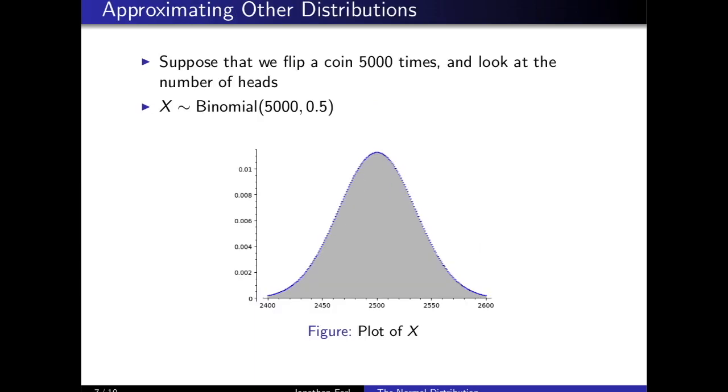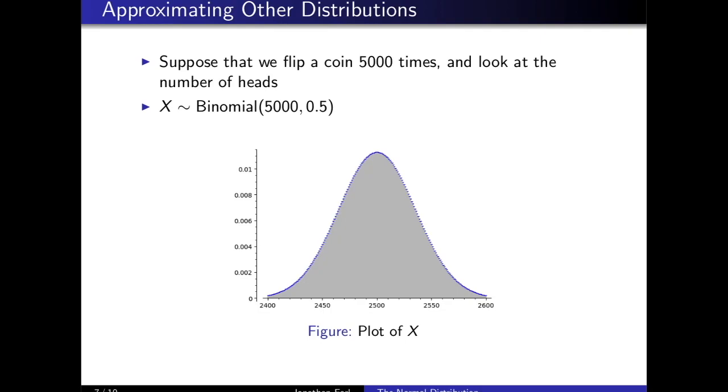One other nice property of the normal distribution is that you can use it to approximate other distributions. So suppose that we took a coin, we flipped it 5,000 times, and we wanted to look at the number of heads we got. That would tell us that our random variable x would be distributed as a binomial 5,000 and 0.5 random variable. So 5,000 trials, so 5,000 is our n, and our probability of a success, or getting a heads, is 0.5. And what I've done here is taken a plot of all of the particular values between 2400 and 2600, so we get the probability of getting every value between 2400 and 2600 heads.